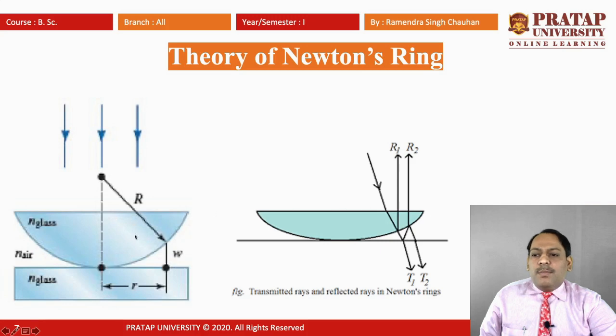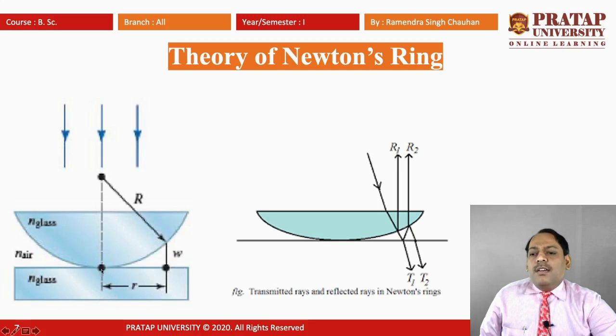Here we can see the main part of this Newton's ring experimental setup, that is the combination of plano-convex lens C and the glass plate P. Here we can see the refractive index of this plano-convex lens is given as N glass, and the refractive index of the glass plate P is also given as N glass, and the refractive index of air is given as N air. So, suppose at any point which is at a thickness of W, here we can see the thickness is W, a ring is formed.